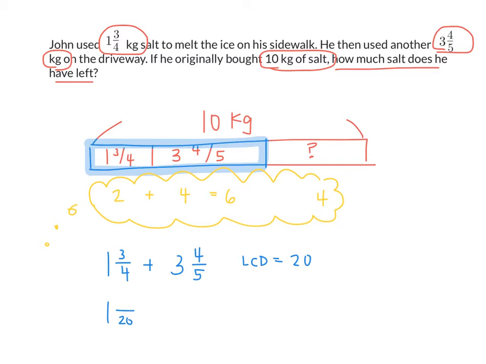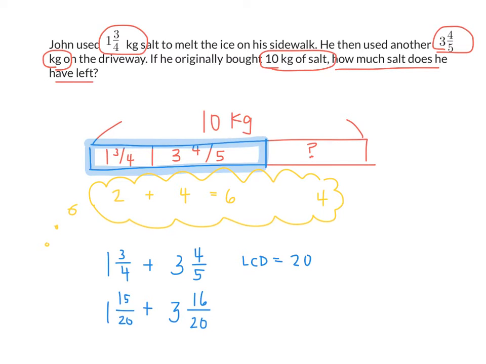So what's 3 times 5? 15. Okay, 15/20. So 1 3/4 is equivalent to 1 15/20. Similarly, 3 4/5 is equivalent to 3 16/20. Very good. Don't forget the whole numbers. A lot of times we focus on the fractions because we're making equivalent fractions and we forget the whole numbers. Okay? Let's add the whole numbers.